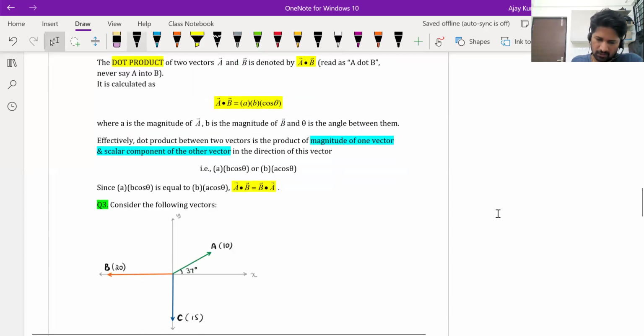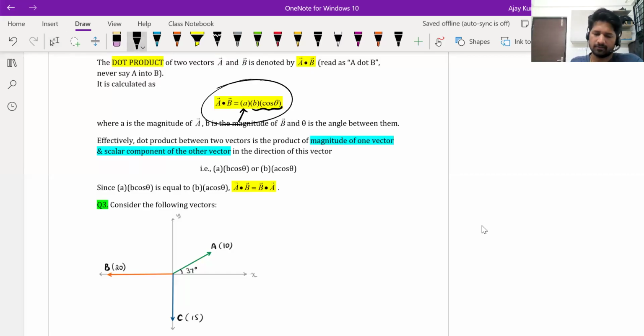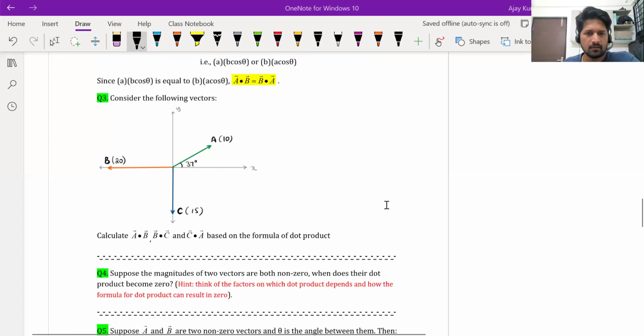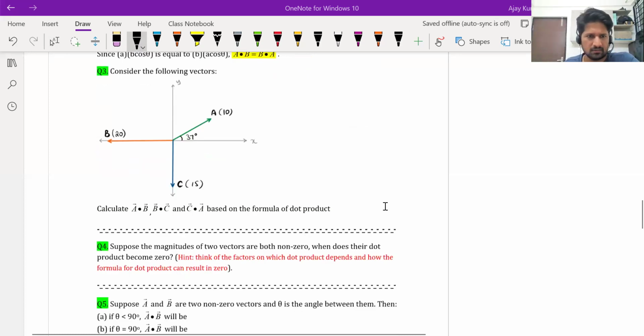Next, you are given the formula dot product A dot B is AB cos theta. Magnitude of one vector and scalar component of the other vector in the direction of the first vector. A multiplied with B cos theta or B multiplied with A cos theta. Any one of them you can take. Next, you are asked to find out A dot B, B dot C, C dot A. That is easy only.